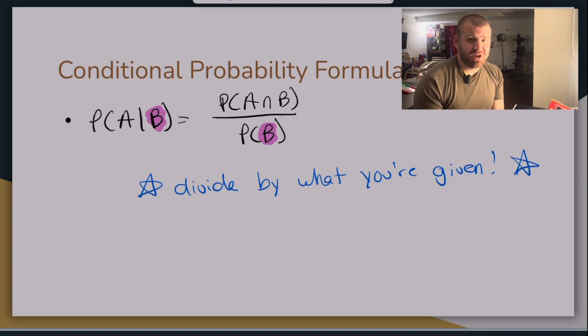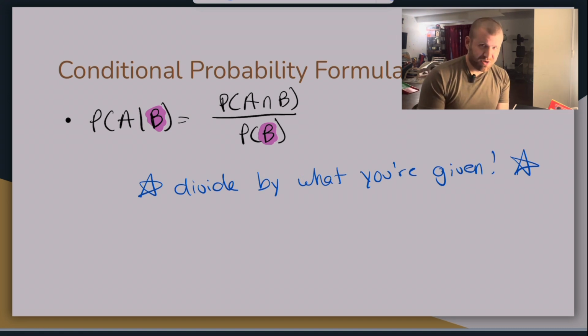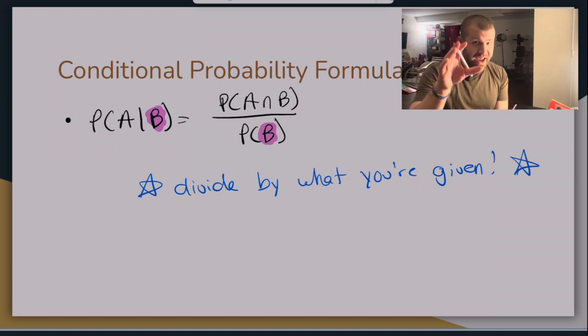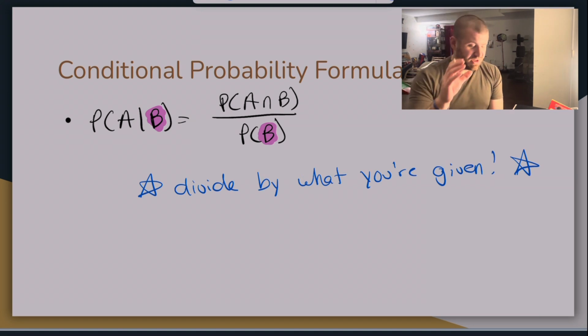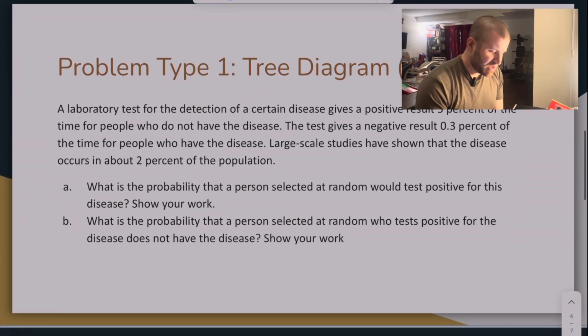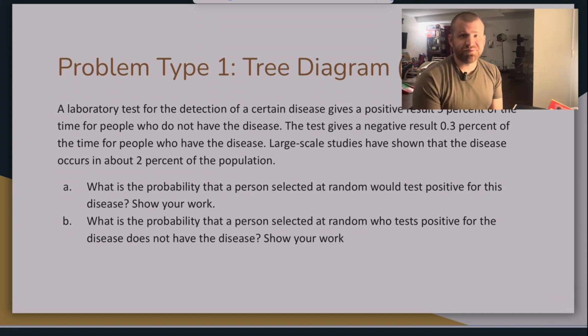So as you're reading the problem, start to look for what pieces you are given. Are you given the conditional and the probability of B? Are you given the and the probability of B? Are you given the and the conditional? What are the pieces that you're given, and then how are you going to use those to solve for what you're missing? So let's take a look at some of the examples that you might see.